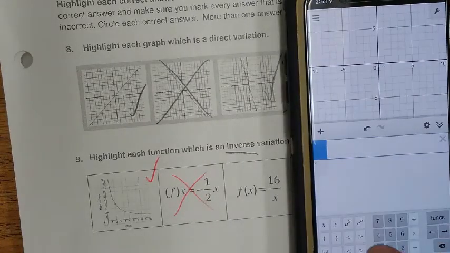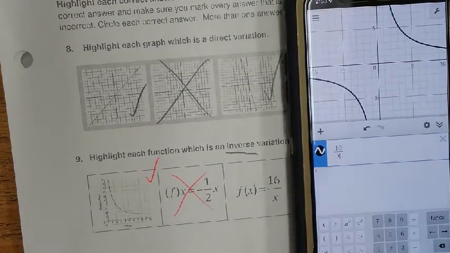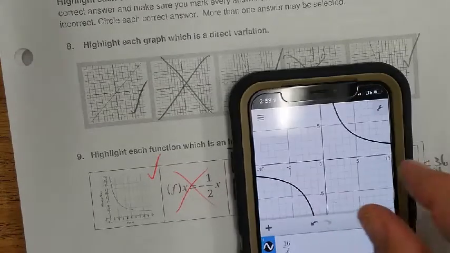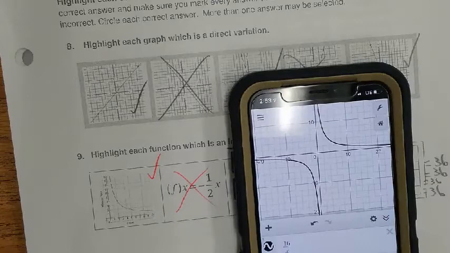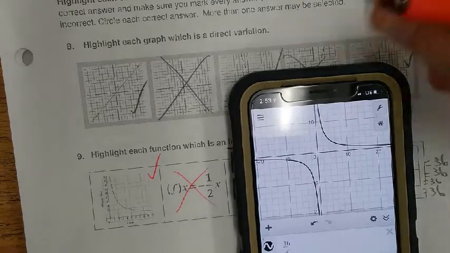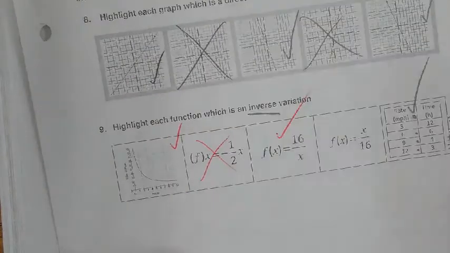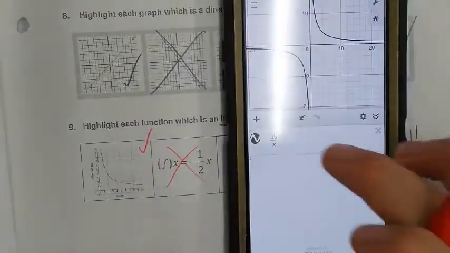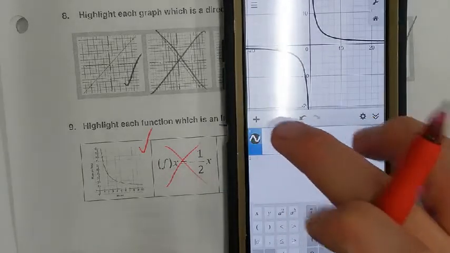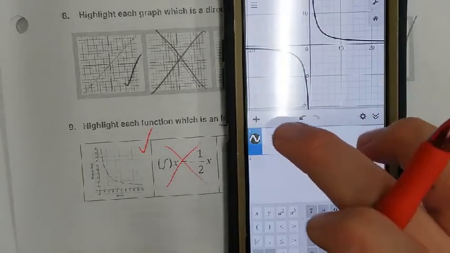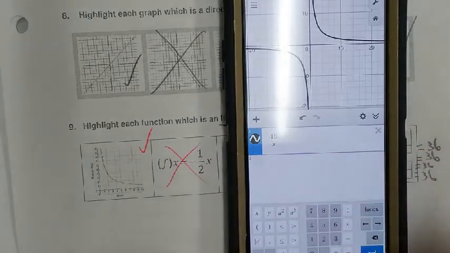16/x. That is exactly what an inverse variation will look like. So remember, it's two curved lines that often are reflections of each other. So that one works. And then x/16. There we go.